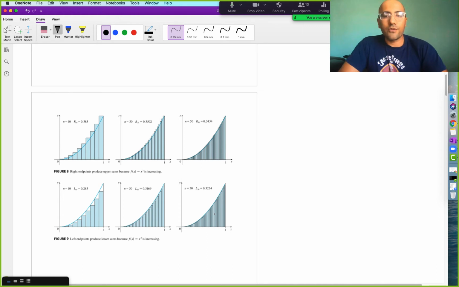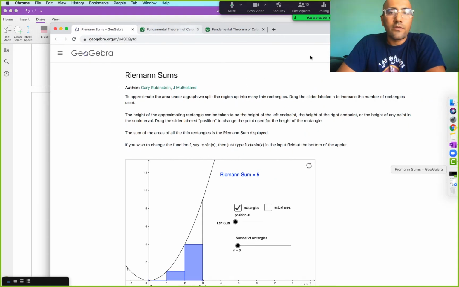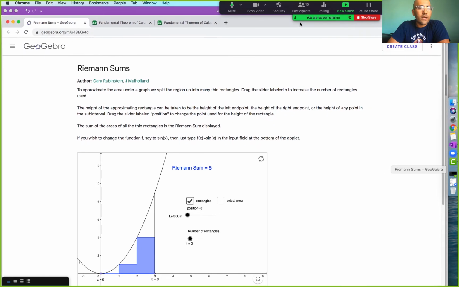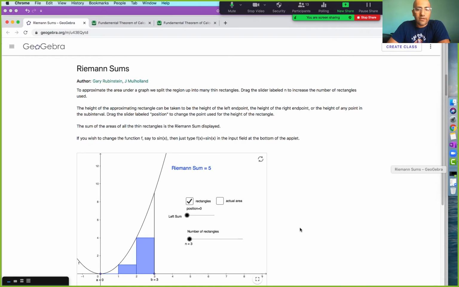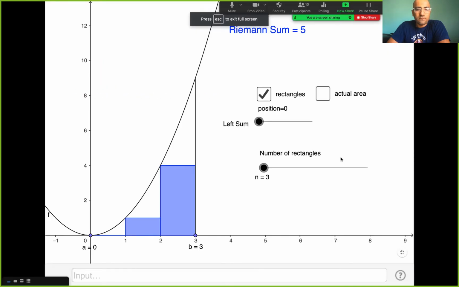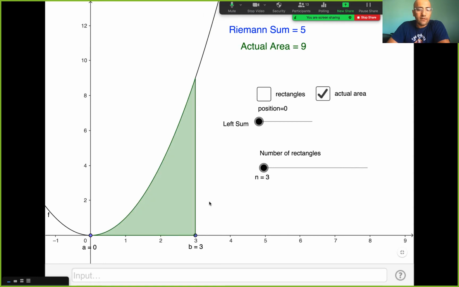Good. There are also some really nice apps out there that do the exact same thing. So I pulled up a couple before. If you just Google Riemann sum area under a curve, there are a lot of them out there. So here's just one quick one. Here again, we're trying to find the area right there underneath the curvature. And I can see that the actual area is 9. The answer should be 9.